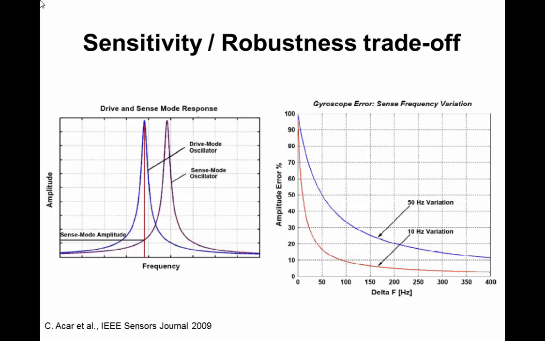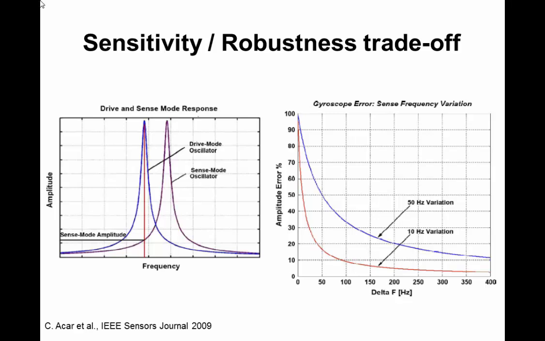Of course, the other issue is to do with the robustness of the scale factor with parameters like temperature. For instance, both the resonant frequency of the drive and sense mode, if they were not compensated, would drift with effects like temperature, and that of course would change the frequency spacing, and in turn you have a change in scale factor with frequency spacing. So this can be captured by an amplitude error plot that plots the delta in the drive and sense modes as a function of the amplitude error for the same rotation rate.